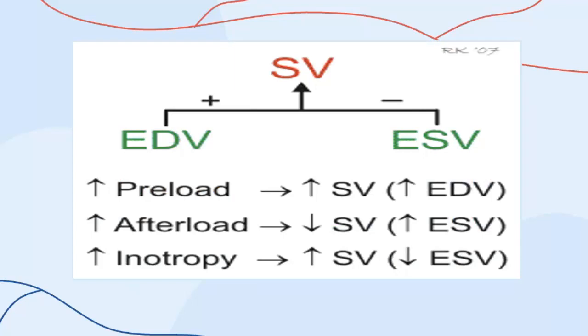To summarize, stroke volume is influenced by three main factors: preload, afterload, and ventricular contractility. An increase in end-diastolic volume, EDV, leads to an increase in stroke volume through the Frank-Starling mechanism. Increased afterload decreases SV and causes an increase in end-systolic volume. Moreover, an increase in ventricular contractility increases SV and reduces ESV.